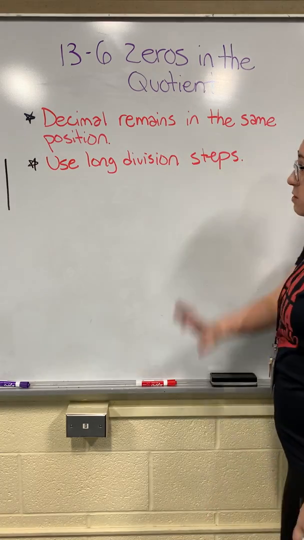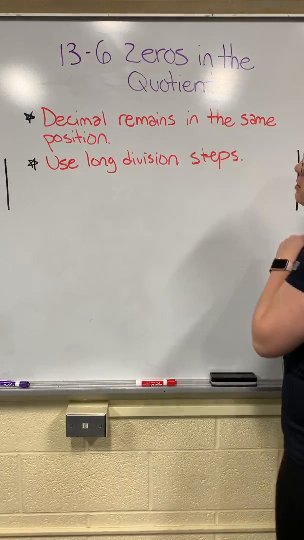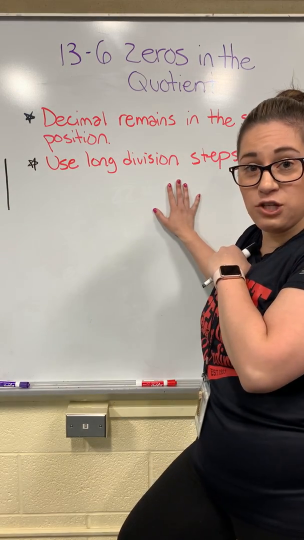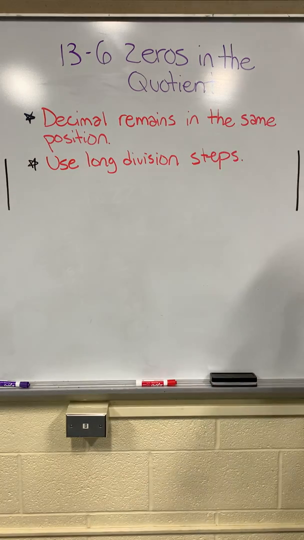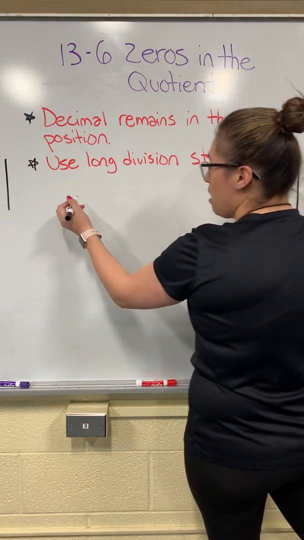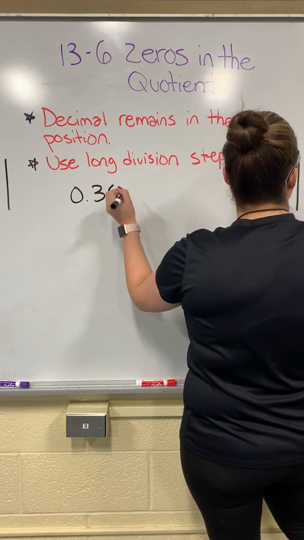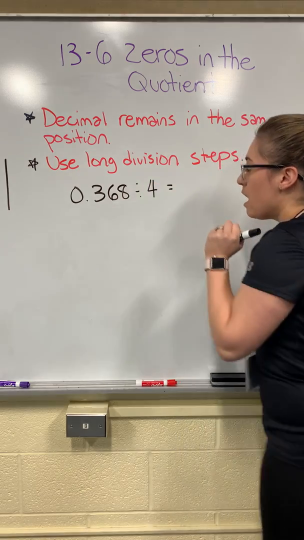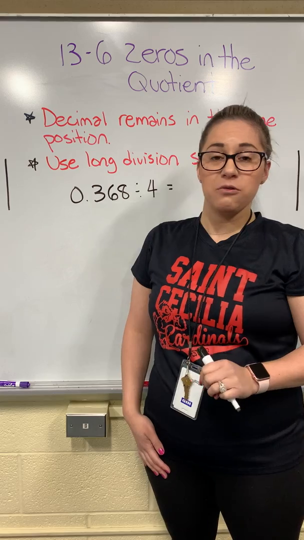So I have the same two notes that I did yesterday. We're just going to want to remember that our decimal remains in the same position, and that we're going to use our long division steps in order to find the quotient. So our first example today is 0.368 divided by 4. And just like yesterday, please write down your notes as we go through the lesson.